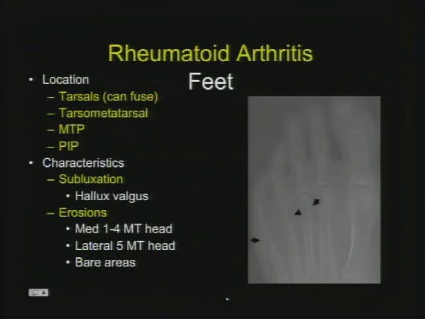These are bare areas. The other metatarsals, like in the metacarpals, are on the other side, pointing toward the midline. And rheumatoid, just like in the hands, in the feet, it affects the proximal and the distal parts up to the PIP joint, but not usually the DIP joint. And hallux valgus is very common with rheumatoid.